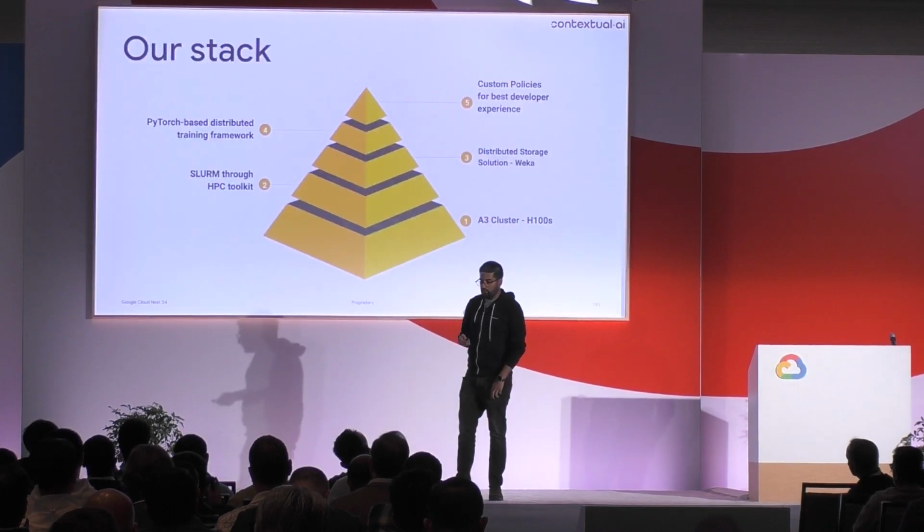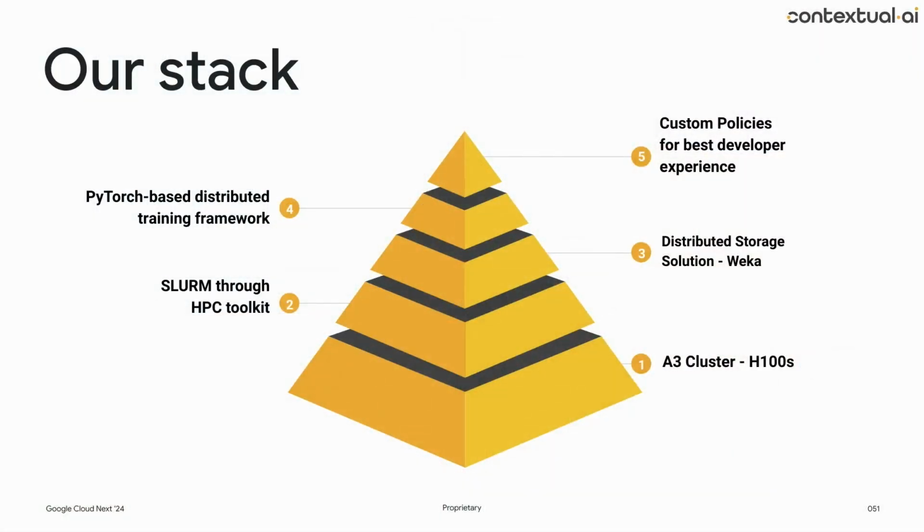So how do we do this? We have talked about a few of these things initially. Our cluster is powered by H100s, where we get all of the improvements from the latest technology of GPUs. And we use Slurm through HPC Toolkit because our researchers are usually well-versed with Slurm through their different experiences, and it's very easy to use. So that's the second layer that we use for orchestration.